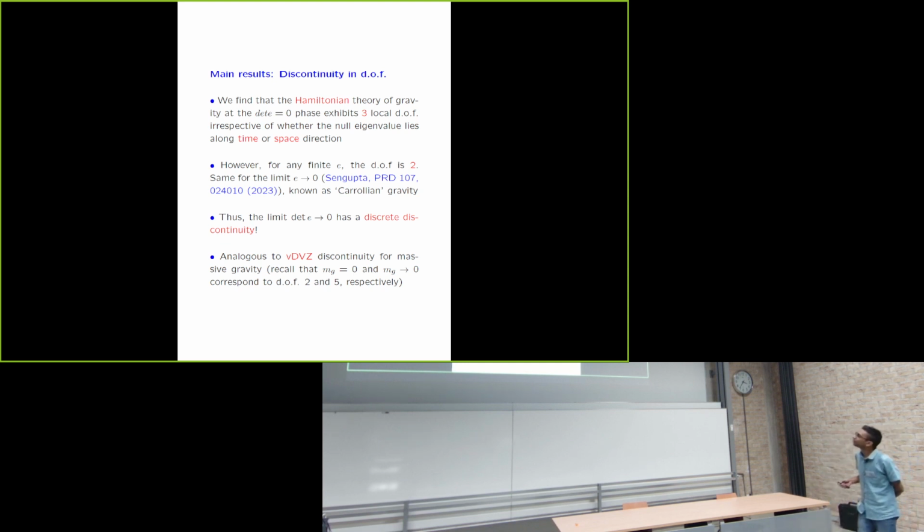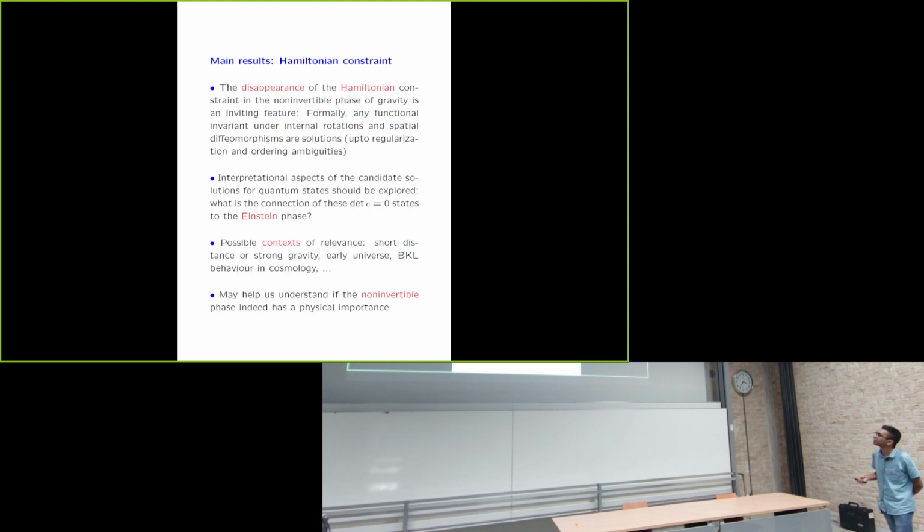So what this tells us is that the limit of determinant e going to 0 has a discrete discontinuity, and this is analogous to the vDVZ discontinuity for massive gravity, where for a non-zero graviton mass there are 5 degrees of freedom, whereas for a 0 graviton mass you have 2 degrees of freedom. So this is similar in that sense.